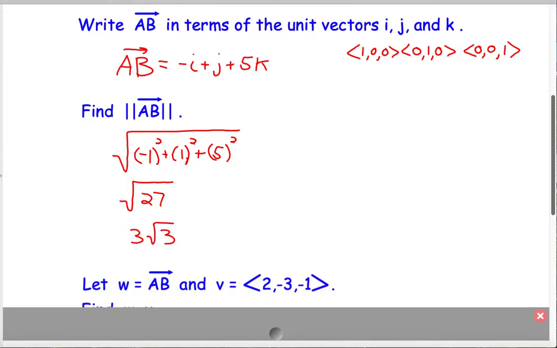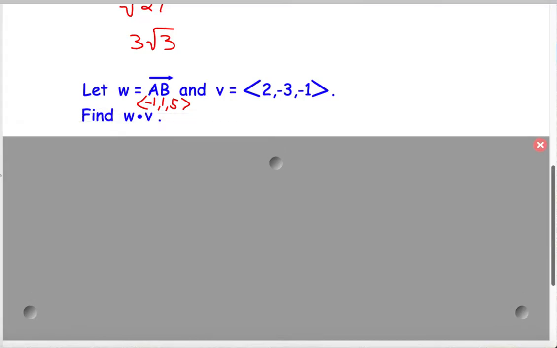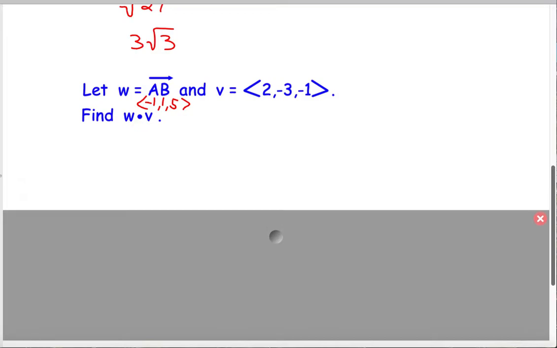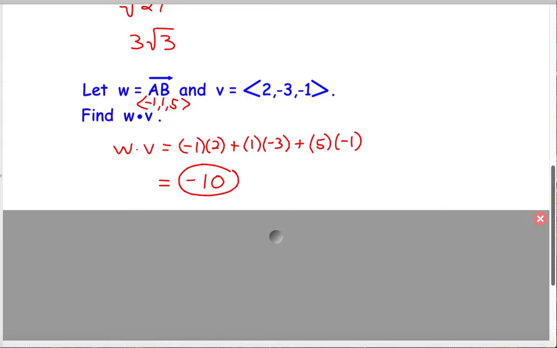What else can we do? Let's say we have another vector v, which is 2, negative 3, negative 1. And we'll let w be our vector AB. So let me write that underneath. That was negative 1, 1, 5. Okay. Find w dot v. Well, how do you think we're going to do dot product in 3 dimensions? Just like we did before in 2 dimensions. It's going to be the sum of the products of the corresponding components. So it's going to be negative 1 times 2, plus the y's, which would be 1 times negative 3, plus the z components, 5 times negative 1. So we get negative 2 minus 3 is negative 5, minus 5 is negative 10. Let's double check. Negative 2 minus 3 is negative 5, minus 5, negative 10. Check.